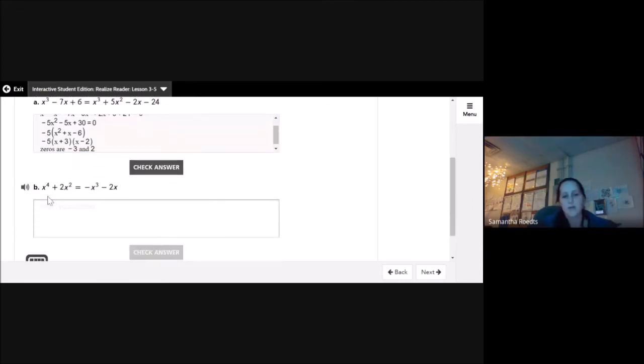Okay, so then I have x to the 4th plus 2x squared equals negative x cubed minus 2x. So I get x to the 4th plus x cubed plus 2x squared plus 2x equals 0. I can factor out an x. So I get x cubed plus x squared plus 2x plus 2. Okay, from here, I should be able to factor by grouping.